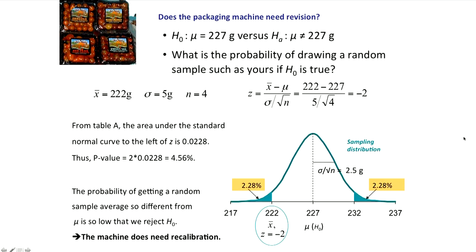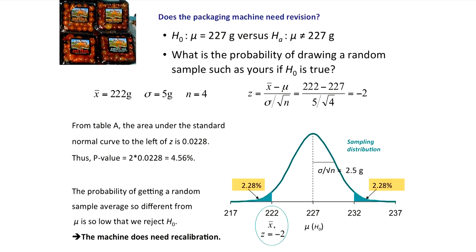All right, so let's work through our example and ask ourselves, does the packaging machine for our tomatoes need to be revised? Our null hypothesis is that the population mean is 227 grams. This is what we've put on the package. This is what that machine was programmed to do. Our alternative hypothesis is that, in fact, the population mean is not 227 grams.